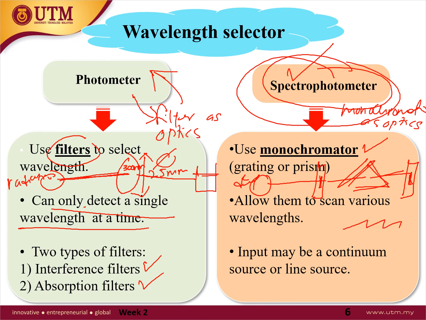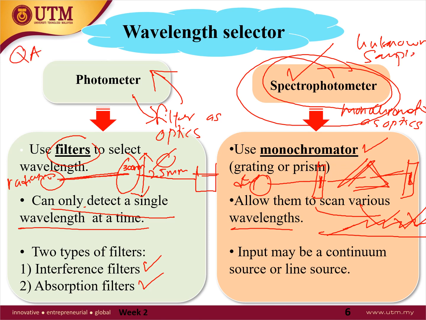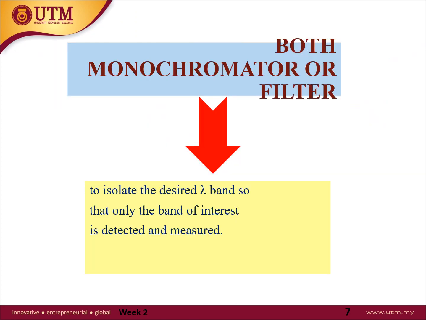A grating has small parts and it can diffract. It allows you to scan various wavelengths at one time. So this is very good for unknown samples, whereas the photometer is good for QA QC routine monitoring because you already know what you are dealing with, right? Okay, so the radiation source can be a continuous source or a line source such as the hollow cathode lamp.